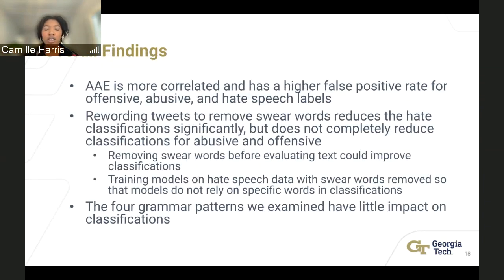So to summarize, we find that AAE is more correlated and has a higher false positive rate for each of the labels we looked at: abusive, offensive, and hate speech. We find that rewording tweets to remove swear words reduces the hate speech classification significantly. We were expecting a slightly larger reduction, especially for offensive speech, because that label relies mainly on the word choice. But nonetheless, we found this was effective in reducing those hate speech label classifications.